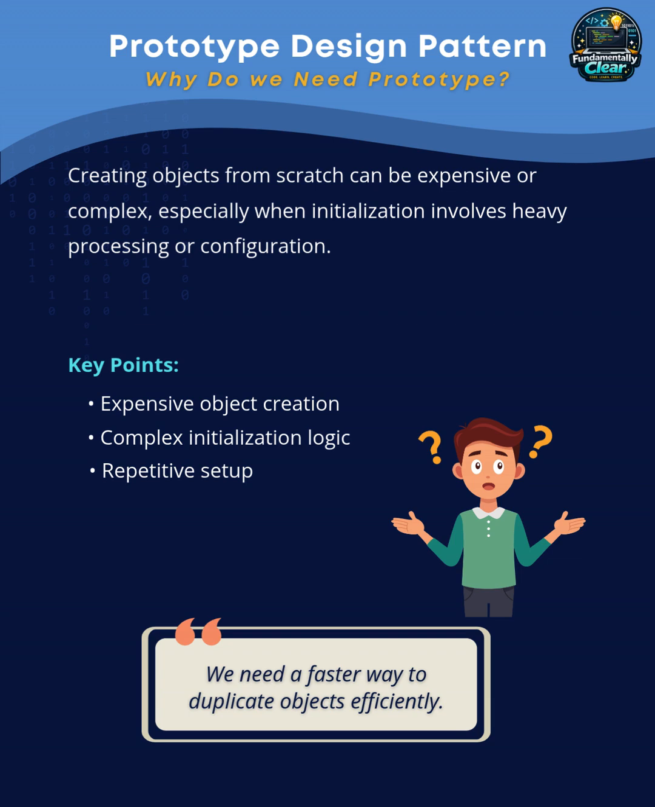Imagine spawning 500 enemy characters in a game. If each one takes 200 milliseconds to initialize from scratch, your game grinds to a halt. That's the real-world pain point. The 3 problems Prototype solves: expensive object creation, complex initialization logic, repetitive setup. We need a faster, smarter way to duplicate objects efficiently. And that's exactly what Prototype gives us.